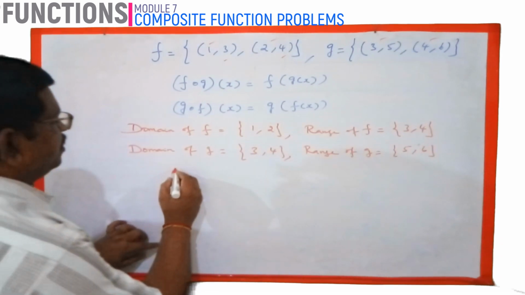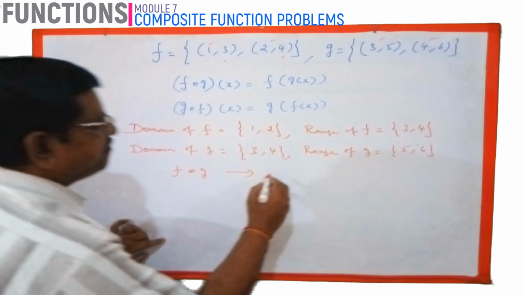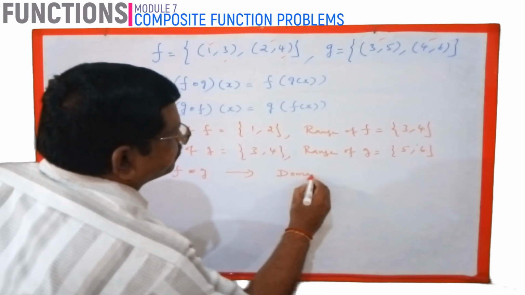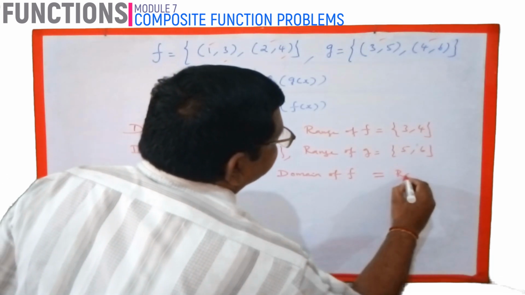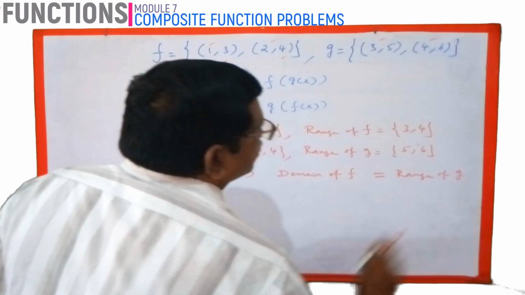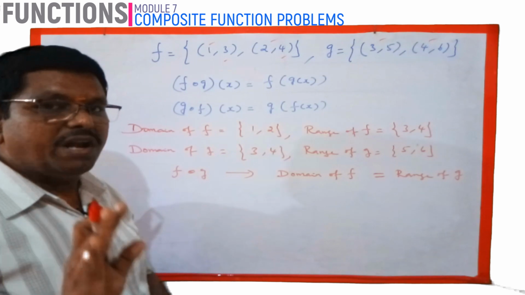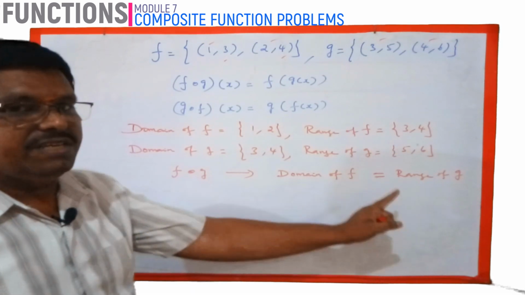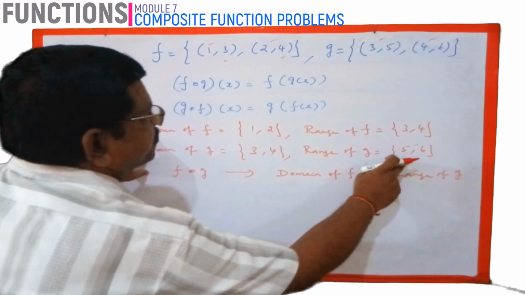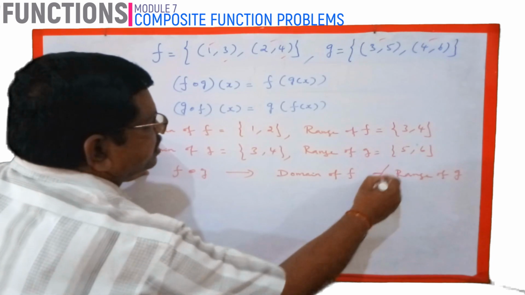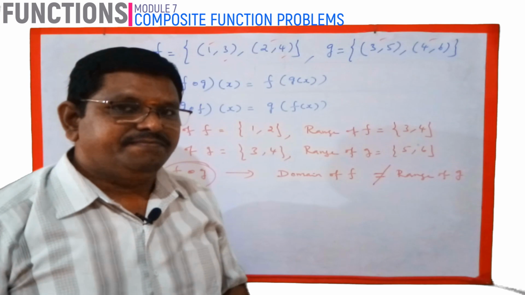Now, f composite g exists when the domain of f and the range of g are equal. Remember, f composite g exists only when the domain of f and the range of g are equal. Domain of f is {1, 2}, range of g is {5, 6}. Here these two are not equal, so f composite g does not exist.